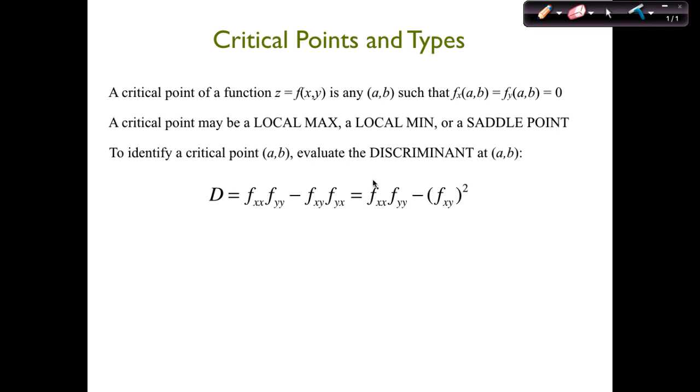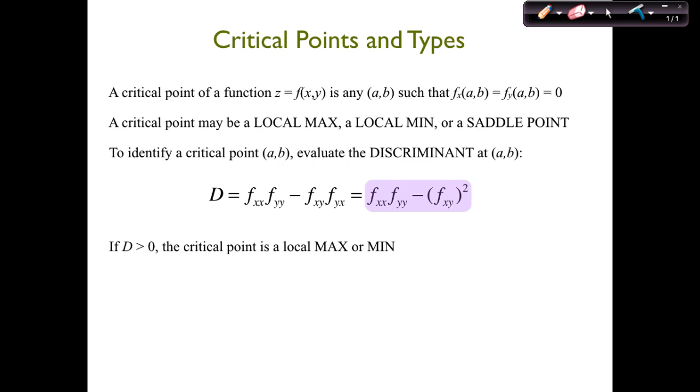That was Clairaut's theorem. Clairaut's theorem says that those are equal. And when we get into vector fields, we'll talk more about that. Clairaut's theorem becomes a lot more significant than just these two partial derivatives being equal, okay? All right, so there's the discriminant.